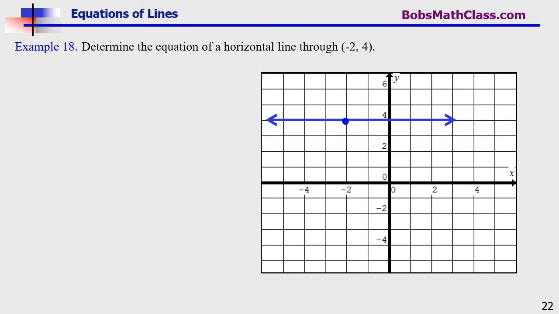So is that an x equals or a y equals? It's a horizontal line, right? So it's y equals. And if it's y equals, you take the y value, which is also the number it goes through on the y-axis. So that's right. The answer is y equals 4.